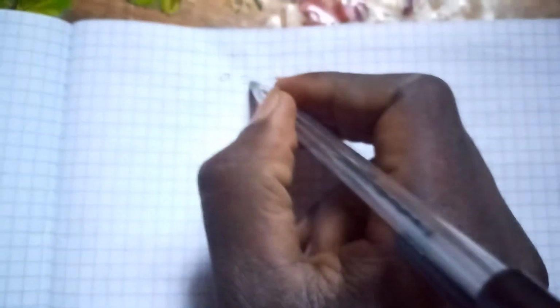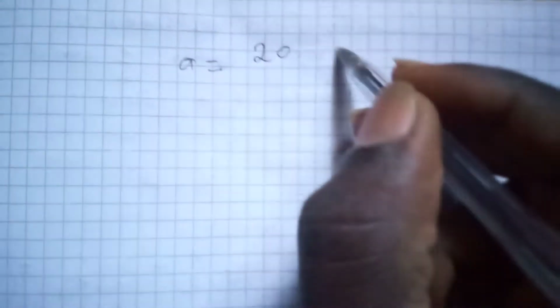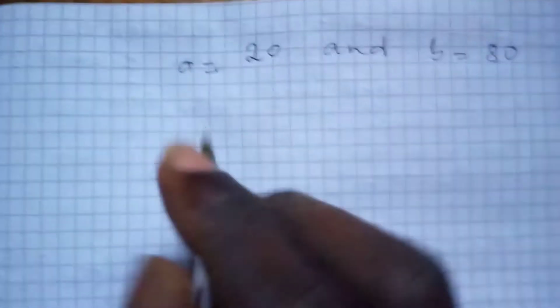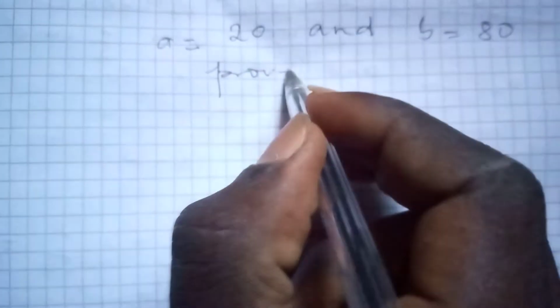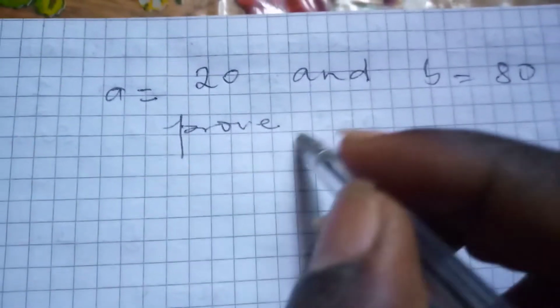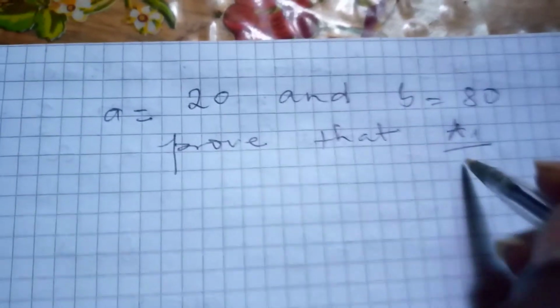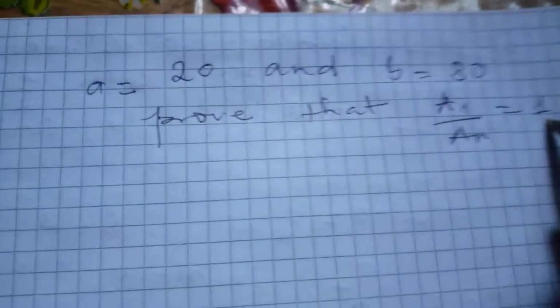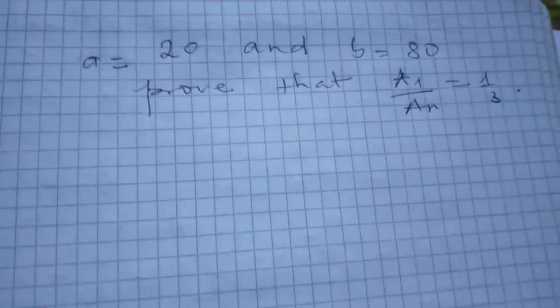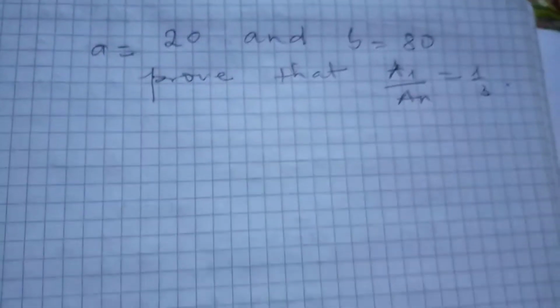So here we have a last example. Looks like we have A, which is equal to 20, and B, which is equal to 80. And we have to prove whether A1 over AN is equal to 1 over 3. This is the question we have. We are going to prove this if it is equal.